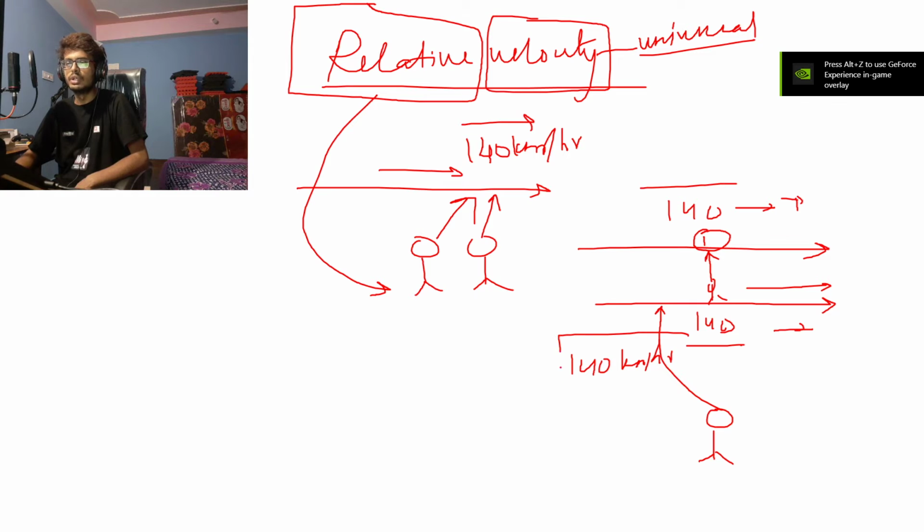That is how perspective changes the velocity, and that is the main reason why we have the term relative velocity. Velocities are not absolute. Most of the things in the universe are not absolute. Most of the things are relative. We consider everything in relation to something else.